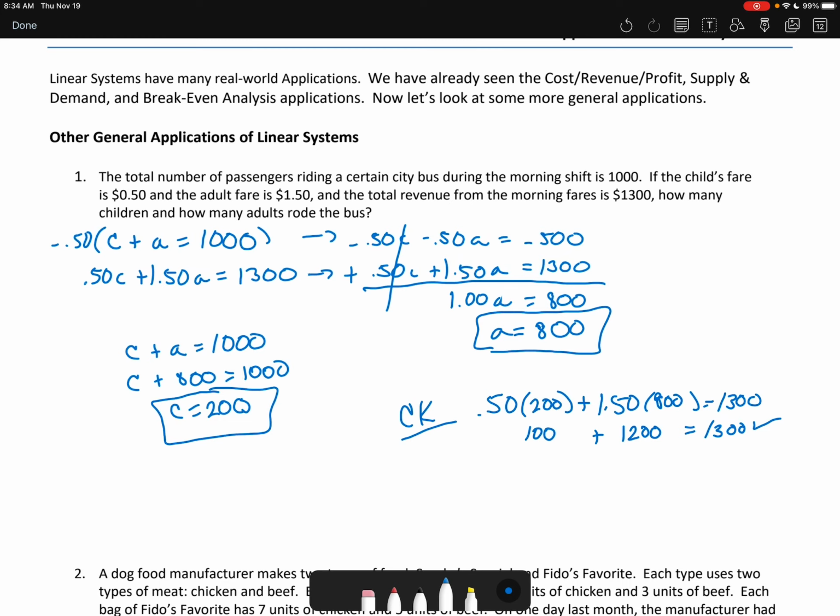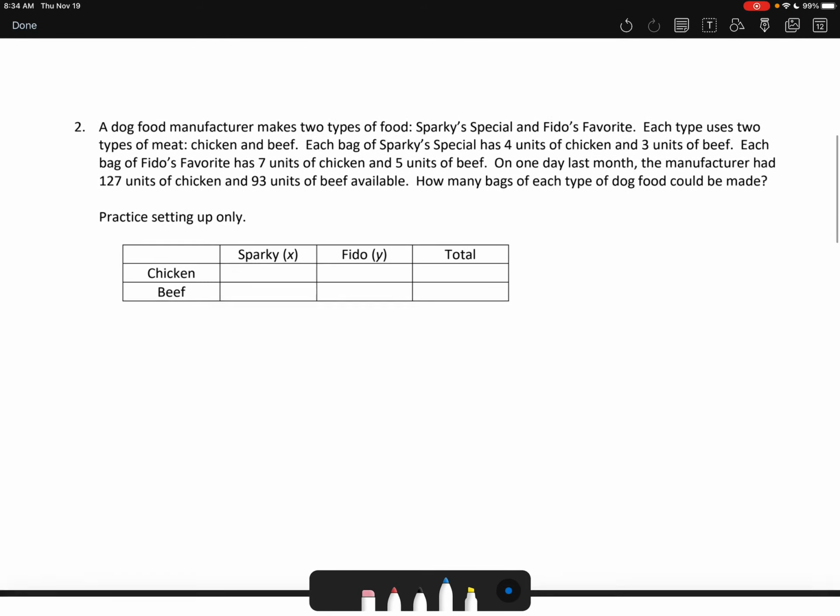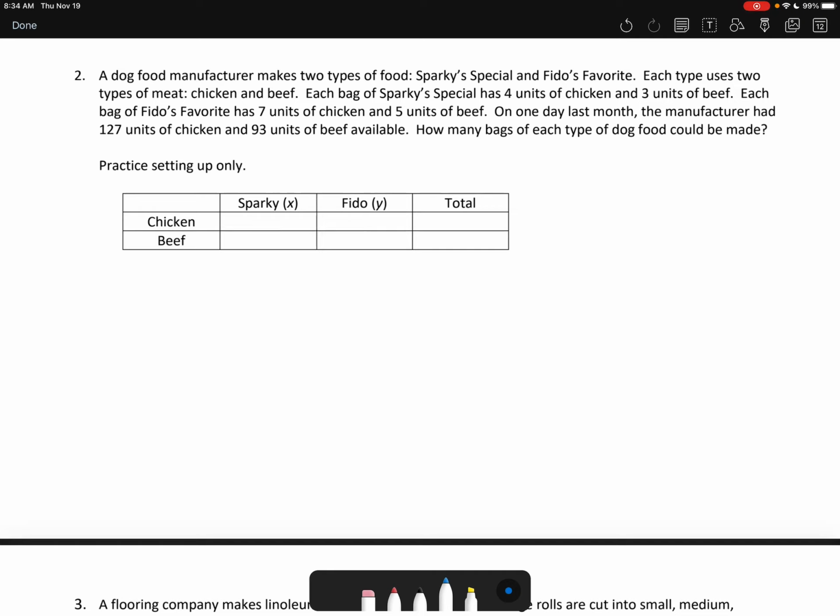A lot of what I find is that the difficulty comes in the setting up of the equations, and then the solving is almost the easier part. So on this one, we're just going to practice setting it up, and then I will leave it to you to solve if you prefer, if you feel like you need the practice. So in this case, it says a dog food manufacturer makes two types of food, Sparky's Special and Fido's Favorite. Each type uses two types of meat, chicken and beef. Each bag of Sparky's Special has 4 units of chicken and 3 units of beef. Each bag of Fido's Favorite has 7 units of chicken and 5 units of beef. On one day last month, the manufacturer had 127 units of chicken and 93 units of beef available.